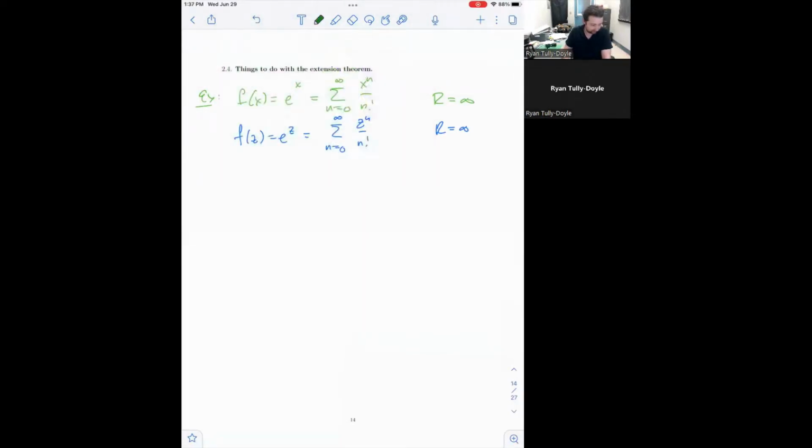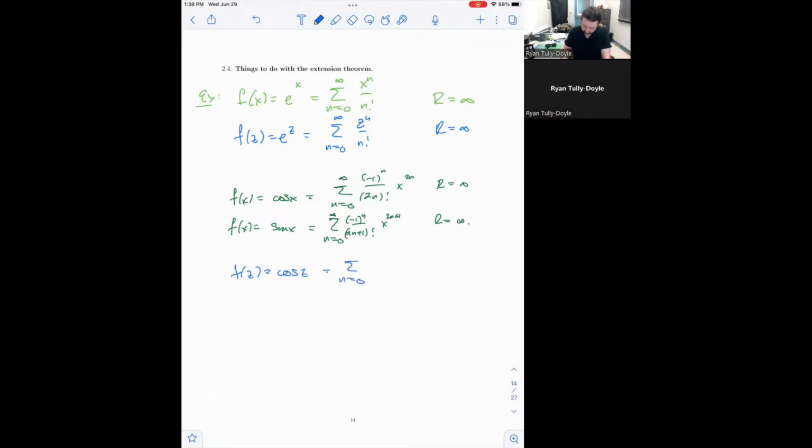We get, say, this. We have f(x) is equal to cosine of x, which is the sum from n equals 0 to infinity of (-1)^n over (2n)! x^(2n), and the radius of convergence is infinity. And f(x) is equal to the sine of x, which is the sum from n equals 0 to infinity of (-1)^n over (2n+1)! x^(2n+1), with R equal to infinity. You just plug in z. f(z) is equal to cosine z, which is the sum from n equals 0 to infinity of (-1)^n over (2n)! z^(2n), and f(z) is equal to the sine of z, which is the sum from n equals 0 to infinity of (-1)^n over (2n+1)! z^(2n+1).